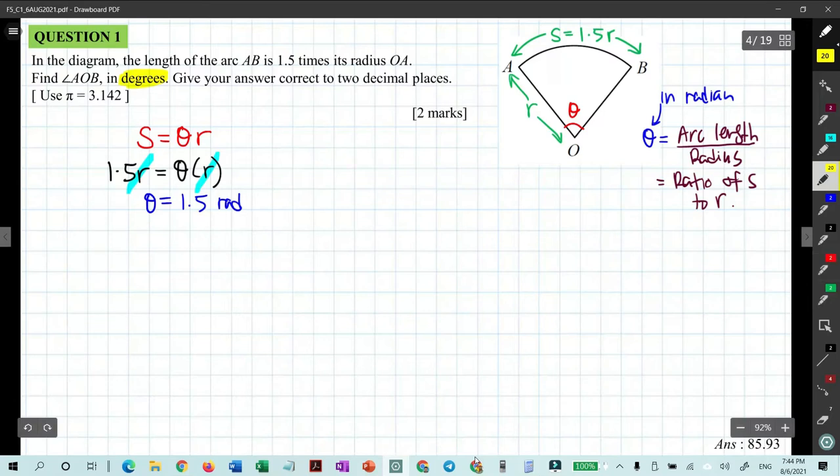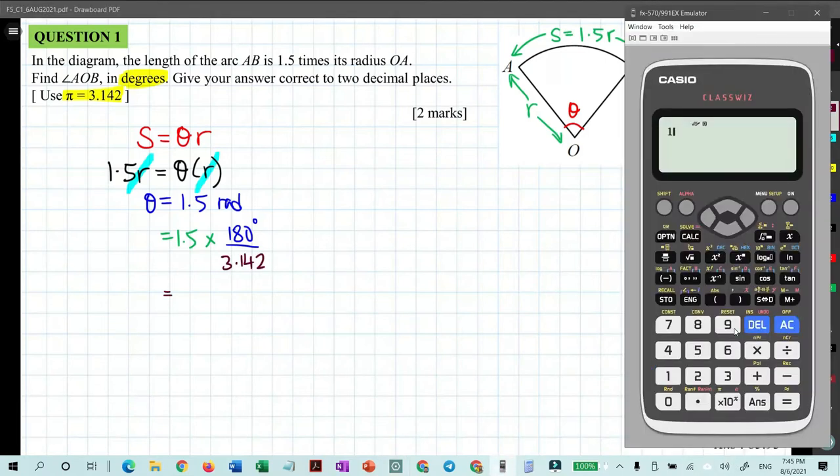So how to convert an angle in radian to degree? I'm going to take this 1.5 and multiply this value with 180 degrees over pi. So what is the value of pi? As stated in the question, we need to use the value of pi 3.142. We just need to use the calculator: 1.5 multiplied with 180 over 3.142. Even though there's a pi value in your calculator, don't use that value. Follow the instruction given in the question.